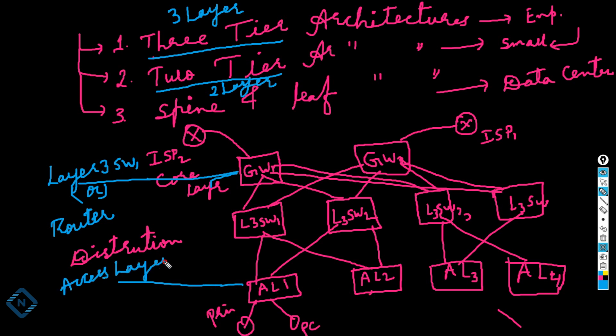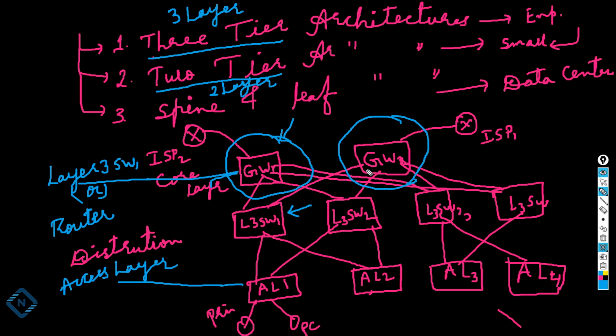So what are we using? We are using the core layer. This is the core layer, this is the distribution layer. Another name for the distribution layer is the aggregation layer, and we have the access layer. So this is a high-powered layer 3 switch or router. This is very expensive. These are very expensive routers or switches that we will use in this place.